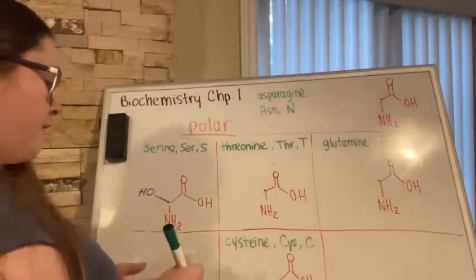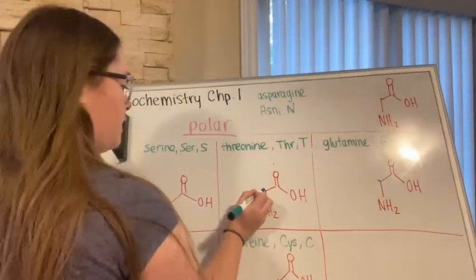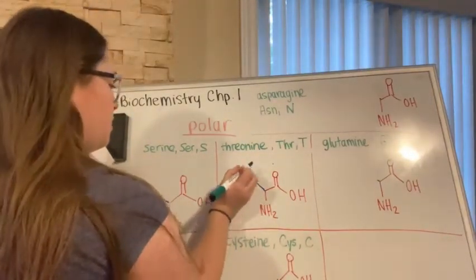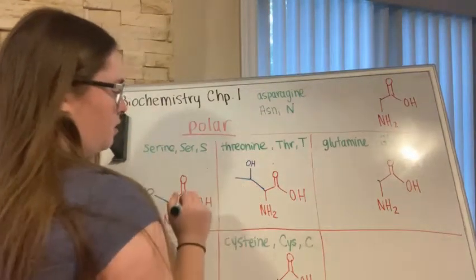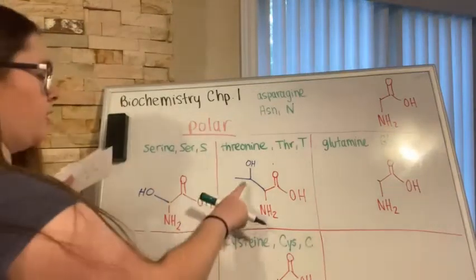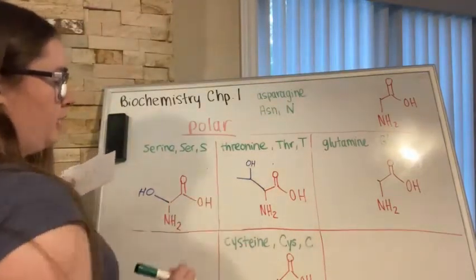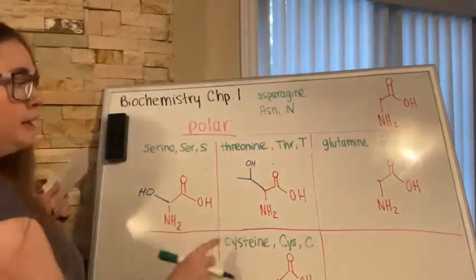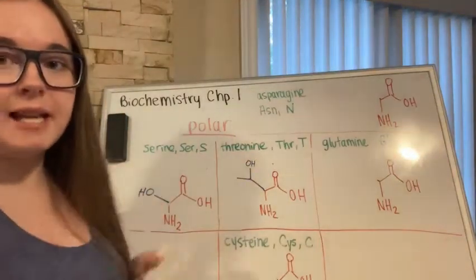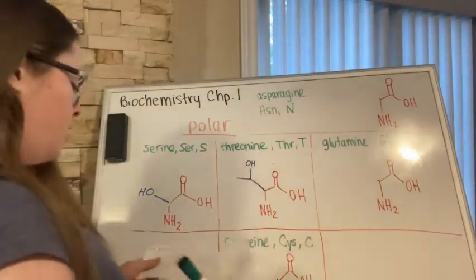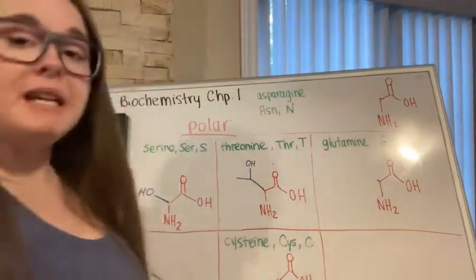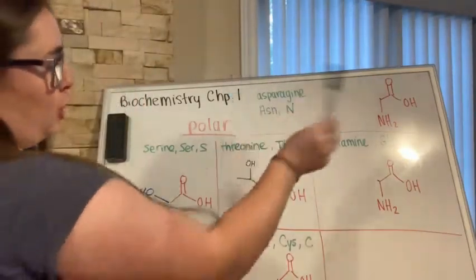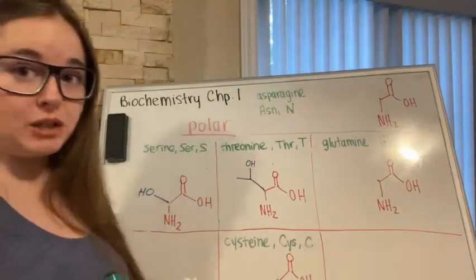So next we have threonine, and threonine has an OH group, there we go, with an extra carbon over here. So that is threonine, THR and T as its 1-letter abbreviation. The next one we have is glutamine. So glutamine's 1-letter abbreviation is a little weird, it's Q, and that's kind of one of the odd ones that you just need to remember.